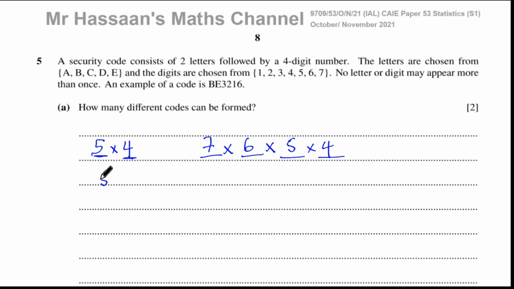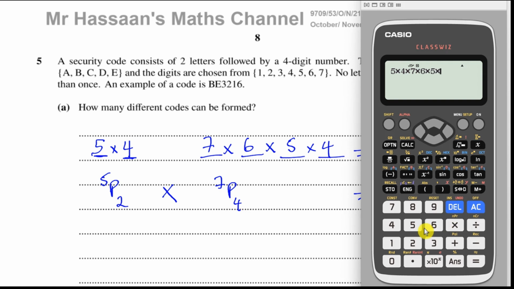Here we've got 5 permutation 2: we've got to choose 2 letters from 5, and that will give you the same thing as this. Followed by 7 permutation 4: from 7 numbers, we've got to arrange 4 of them. These 2 give you exactly the same thing, as we'll see. That's 2 different ways of setting out your steps. So we have 5 times 4 times 7 times 6 times 5 times 4, and that gives us 16,800.